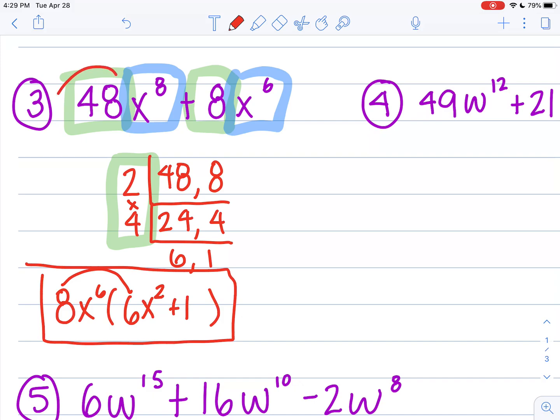So let's check. 8 times 6 is 48. That's good. X to the 6 times x squared. We add the exponents, so 6 plus 2 is 8. So that's your answer there. And then 8x to the 6 times 1 is 8x to the 6.